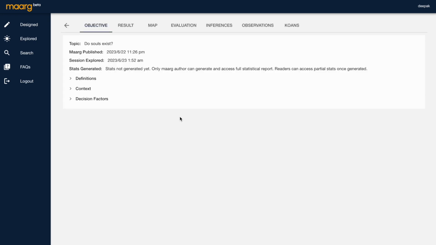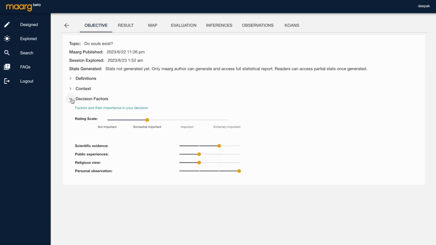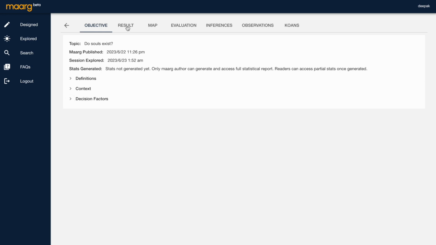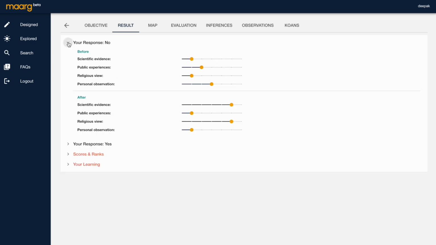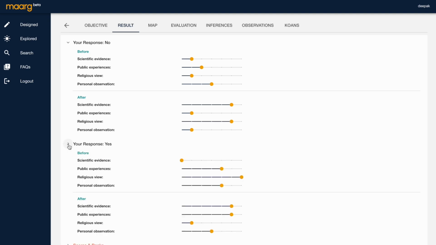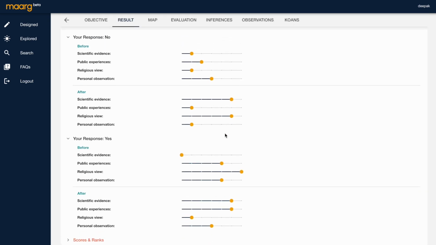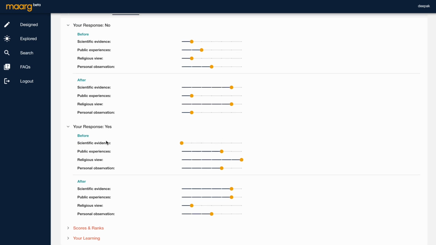For now, what we can do is delete that draft because the job is done. So this loads the session that we just did, and out here you can again check everything, all the details of the Maarg, your inputs as well. If we move to the result tab, this is where the crux of our learning is present. So we can see our before and after responses. As you can see, some of our opinions have changed, in some cases considerably, and in some cases not so much. And then for both the outcomes, we can see how much our opinions have changed on each factor.